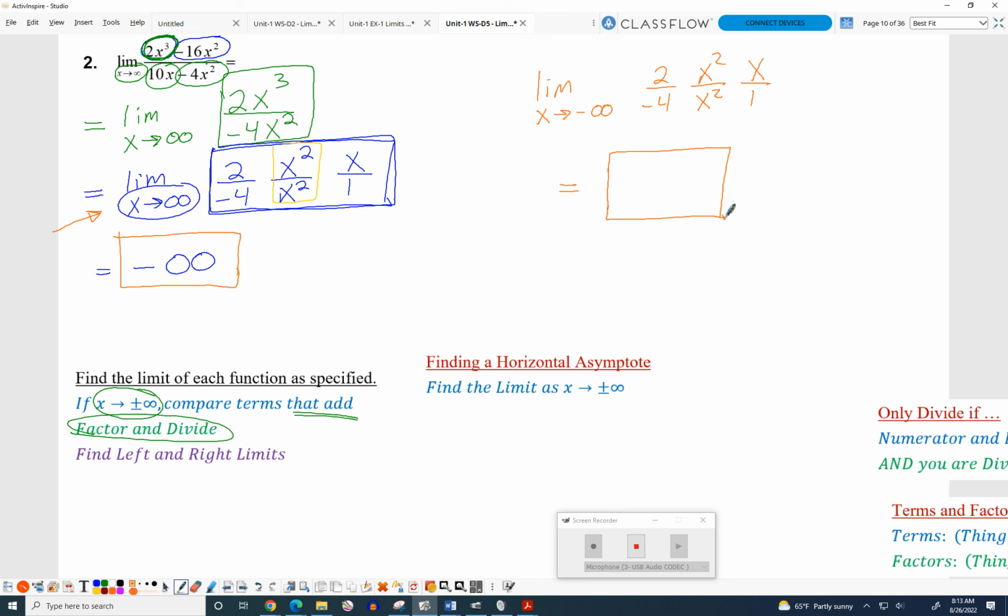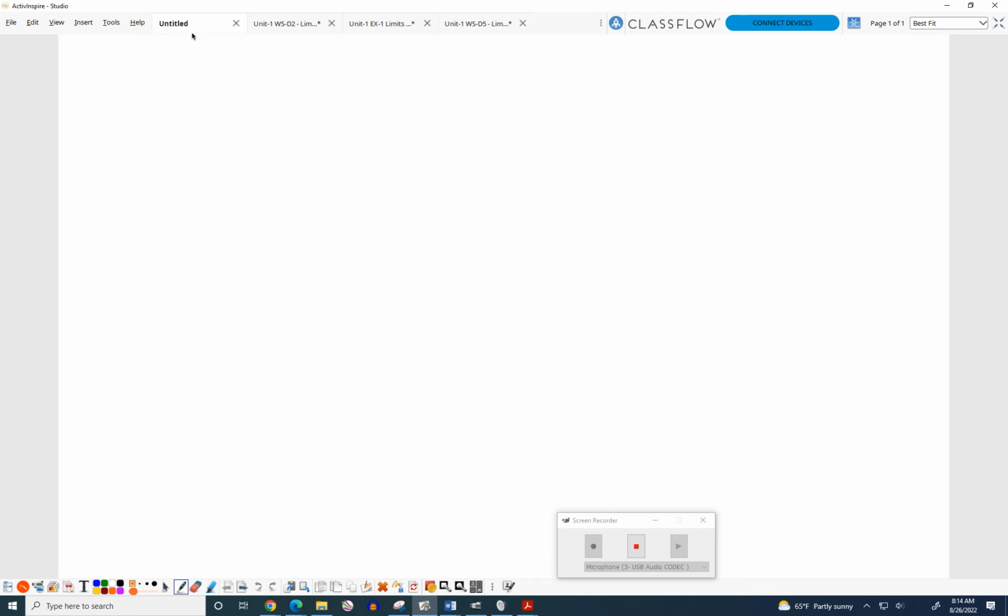To find the horizontal asymptote, we have to find the limit as x approaches positive infinity, which we have done. We must also find the limit as x approaches negative infinity, which we are now doing. So these are two separate thoughts. This was x approaching positive infinity. Now I'm doing x approaching negative infinity. But I didn't have to start back over at the very beginning.